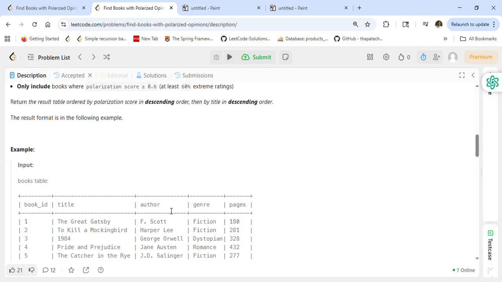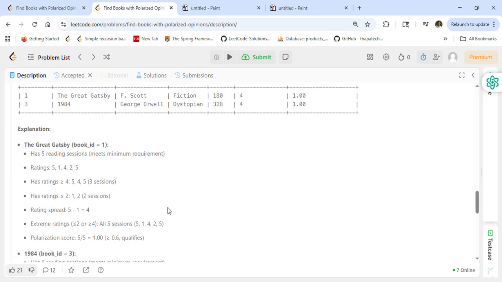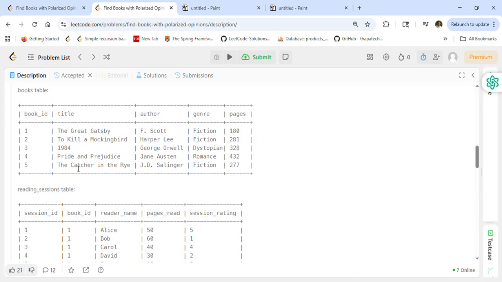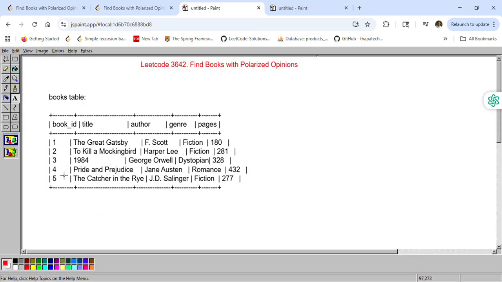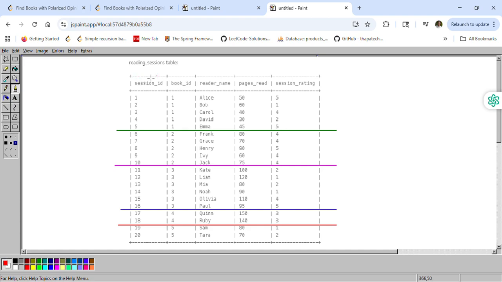Okay, so they have given one example. We'll look into the example. So let's take this same example. 5 books are given to us, 1, 2, 3, 4, 5, and these are the book names. And the reading sessions are also given to us. So these are the reading sessions, right?